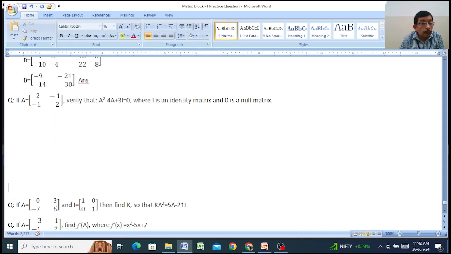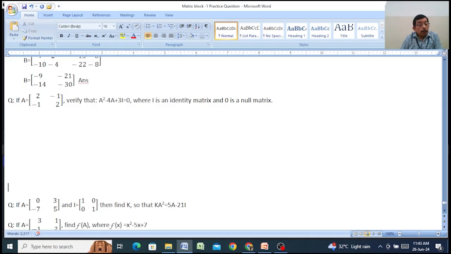This is a good question. If A is equal to this, verify A square minus 4A plus 3I is equal to 0, where I is the identity matrix and 0 is the null matrix. This is the most important question, students, and this type of question comes in so many boards and universities. Here A is given, and we prove that A square minus 4A plus 3I is equal to 0.